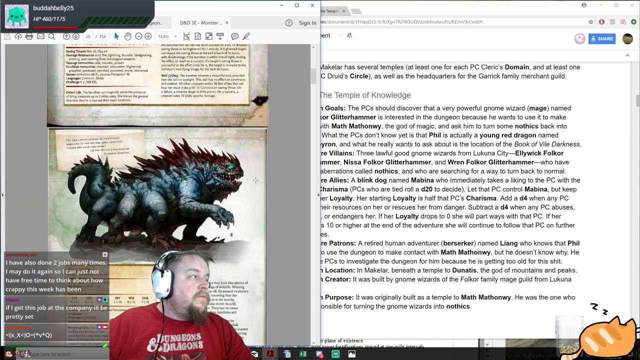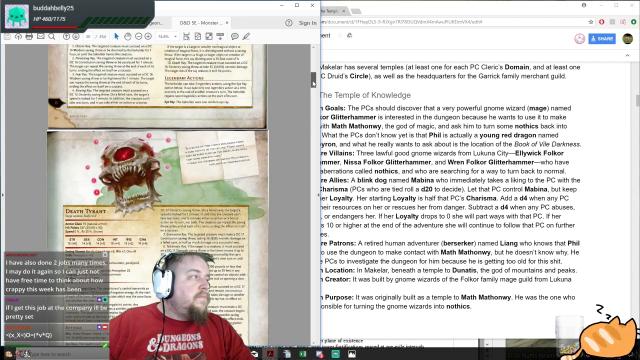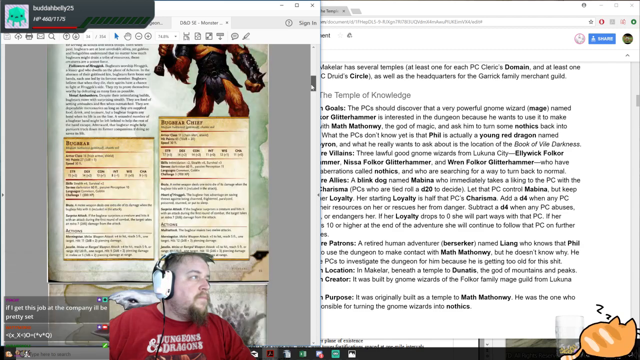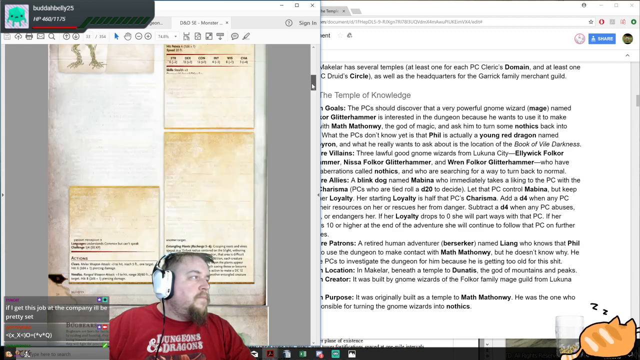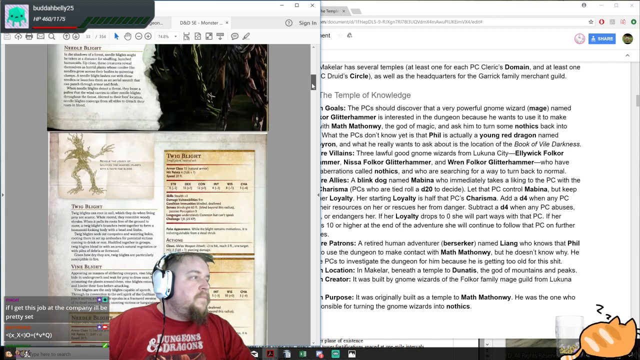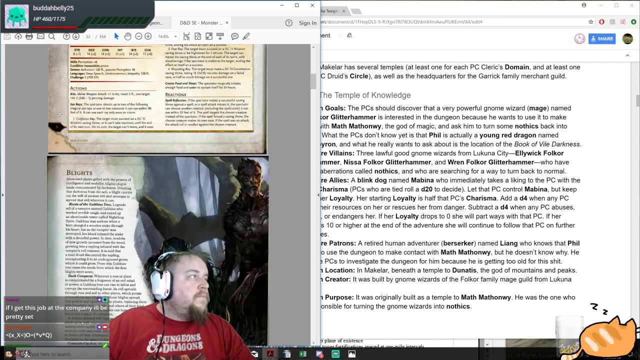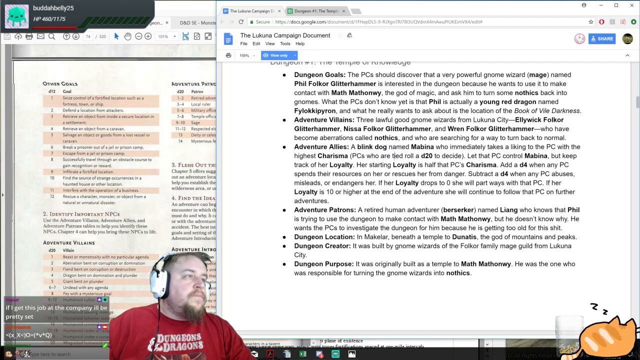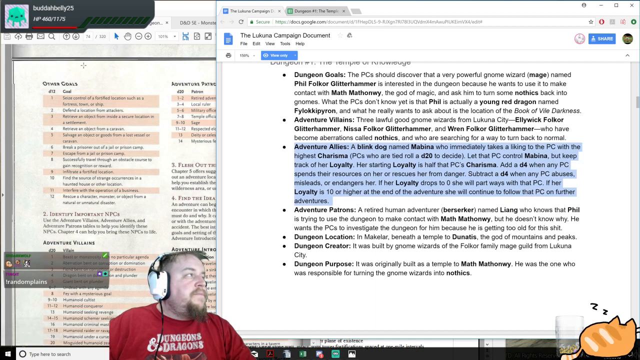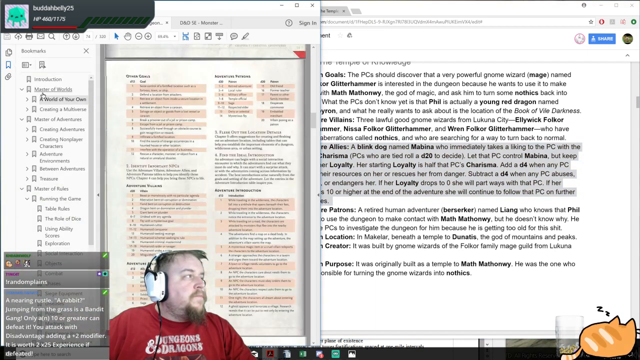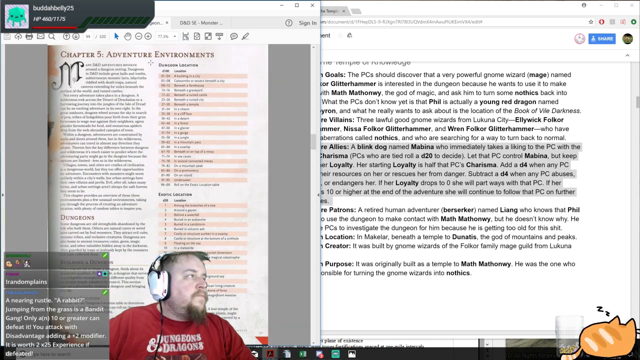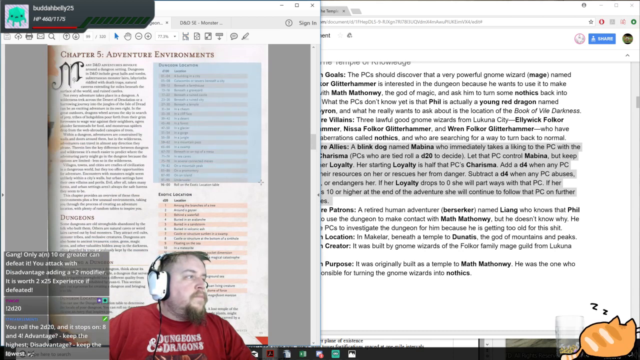So basically, I have the dungeon goal, discover why a villain is interested in the dungeon. I have the adventure villain, aberration bent on corruption or domination. The adventure ally is a fey ally. The adventure patron is a retired adventurer. And then to flesh out the dungeon, you turn to chapter 5 in the DMG. And this is adventure environments. This is for fleshing out any kind of location type area.